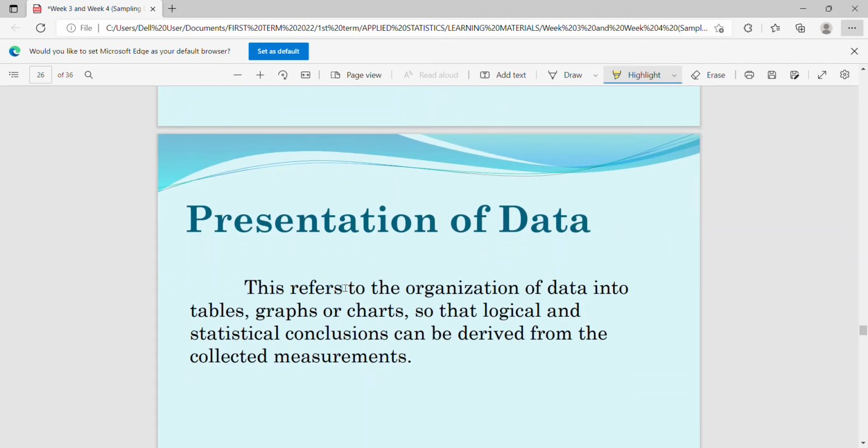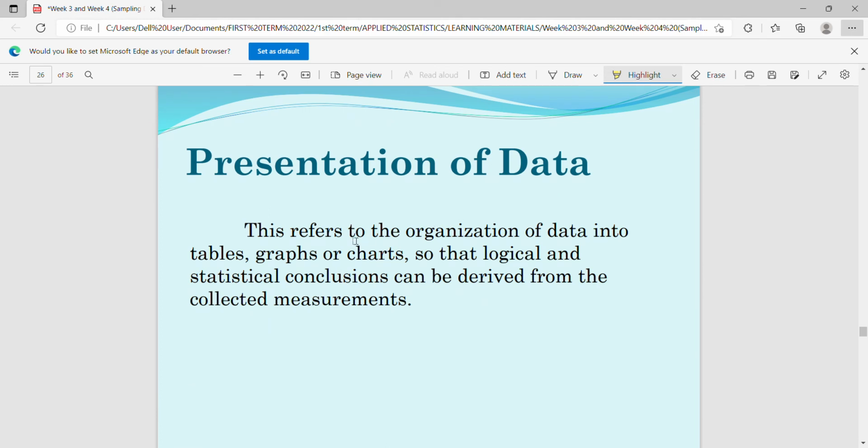Okay. Now we will proceed to the presentation of data. So this refers to the organization of data into tables, graphs, or charts, so that logical and statistical conclusions can be derived from collected measurements. So this is the second process in statistics. So after collecting the data, or when your data is already collected or gathered, now you can proceed to the presentation, or you need to present your data. So how to present? You can organize your data using tables, graphs, or charts.